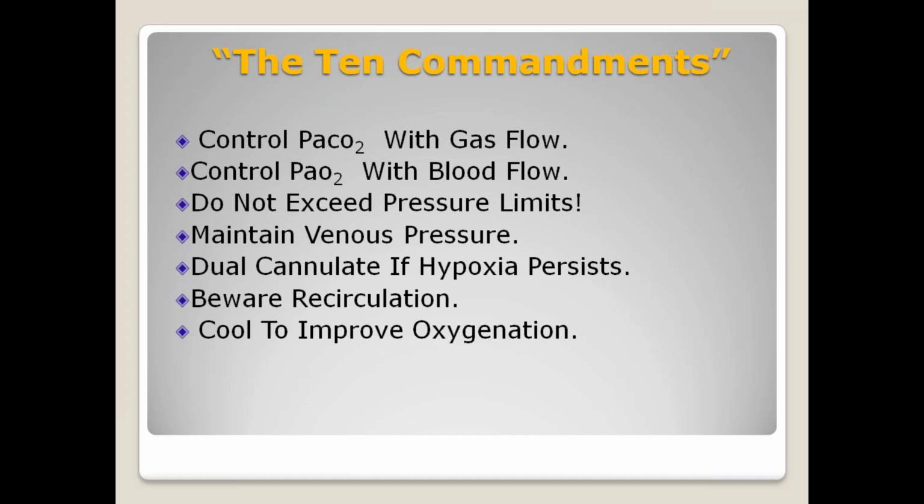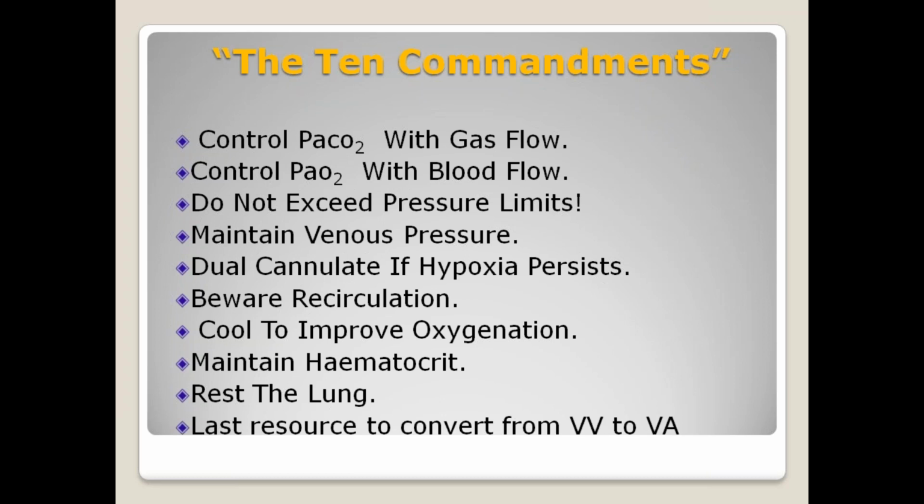Be aware of recirculation. If nothing else, cool the patient. Maintain hematocrit. What is most important is to give rest to the lungs. You do everything, but don't increase the ventilator settings. You increase the flow, you give blood to maintain hematocrit, you cool the patient, you switch from VV to VA, but don't increase ventilator settings because you want to give rest to the lungs. And as a last resort, switch from VV to VA.